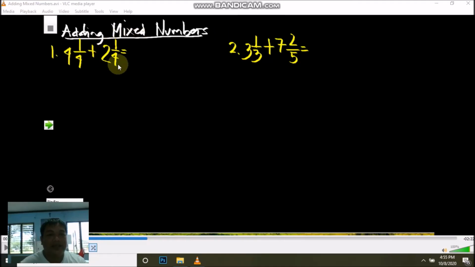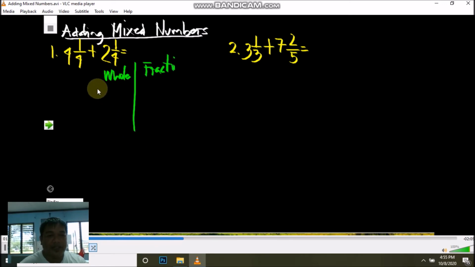Adding mixed numbers. So we have here 4 and 1/4 plus 2 and 1/4, 3 and 1/3 plus 7 and 2/5. So in adding mixed numbers, you just simply separately add the whole numbers and the fractions. So just right here in this column the whole numbers 4 and 2. For the column here the fractions, it's 1/4 and 1/4.